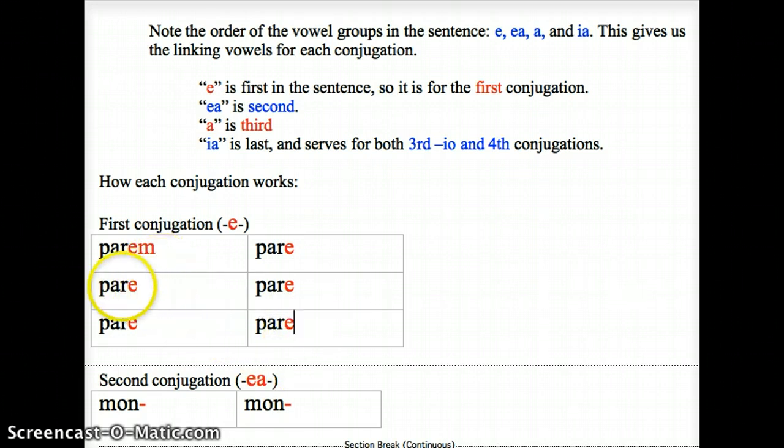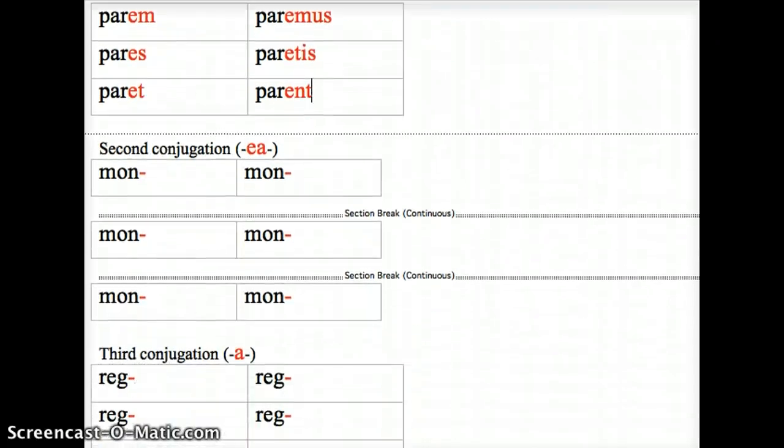Okay? And so I start with my stem. I've got my linking vowel now, and then I go with my M, S, T, mus, tis, nt. And there I have it. Parem, pares, paret, paremus, paretis, parent. When you see these in action in a Latin sentence or in a Latin reading, they're going to look a little weird. And that weirdness is an indication that maybe you should start thinking, oh, wait a minute, that's subjunctive. Here's the second conjugation. Don't know what's up with that, but there you go. So EA are our vowels.